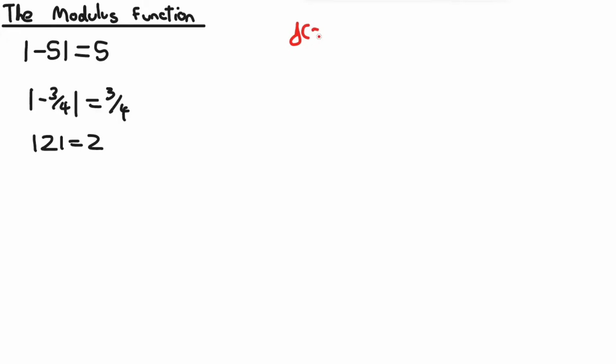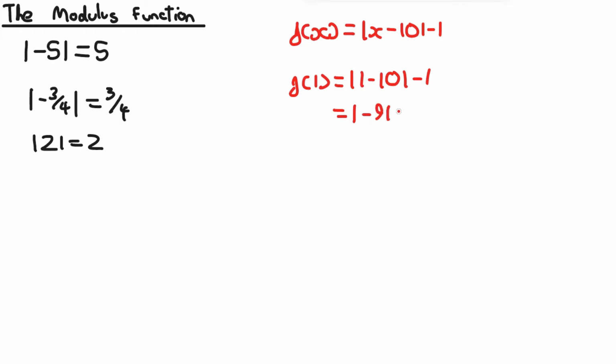If we had a function f of x and we said that f of x is equal to the modulus of x minus 10, minus 1, if we did f of 1, this would be equal to the modulus of 1 minus 10, minus 1, which would be equal to the modulus of -9, minus 1, and then -9 becomes +9, minus 1, and this would just be equal to 8.